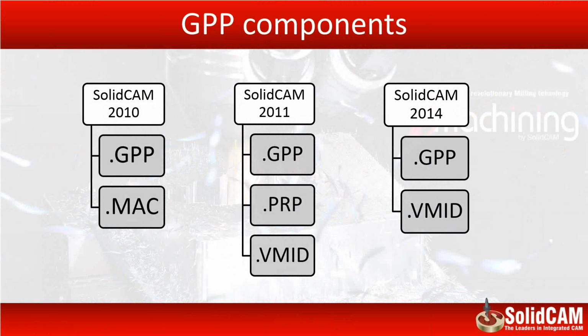What are the post-processor components? As maybe you already know, since SolidCAM 2010 we had just the GPP and MAC file. From 2011, we divided this MAC file into two different files, so basically we now have the GPP, PRP, and VMID file. For SolidCAM 2014, let's say SP1, you will need just GPP and VMID, because everything that is inside the PRP will be moved inside the VMID, so you will be able to change everything inside the VMID.